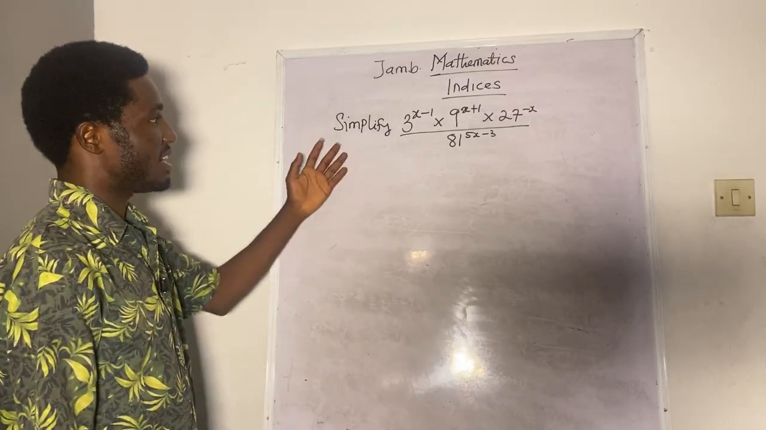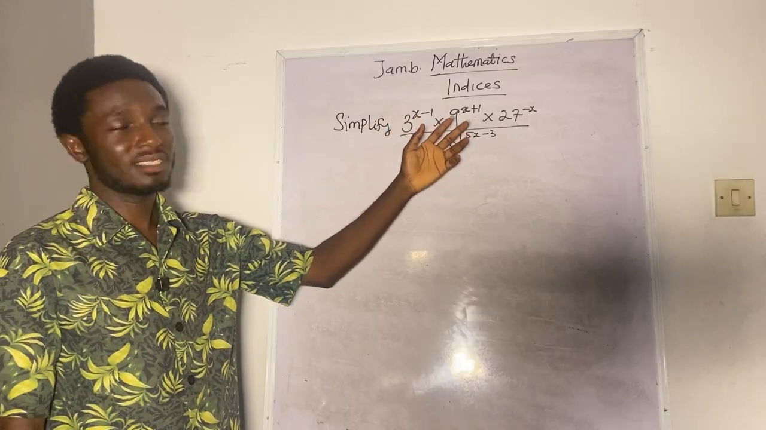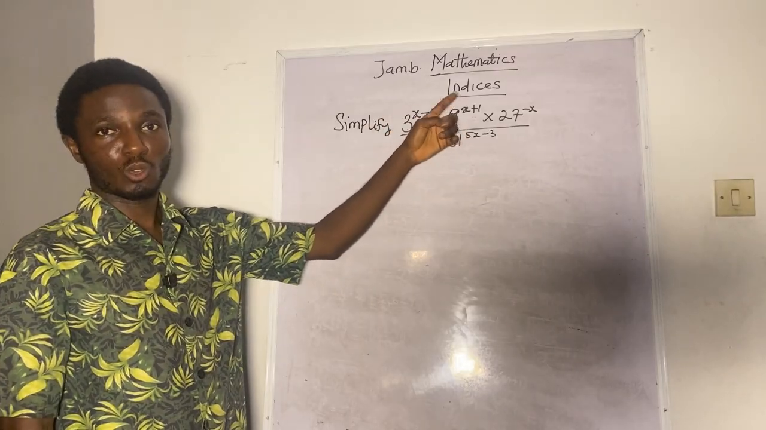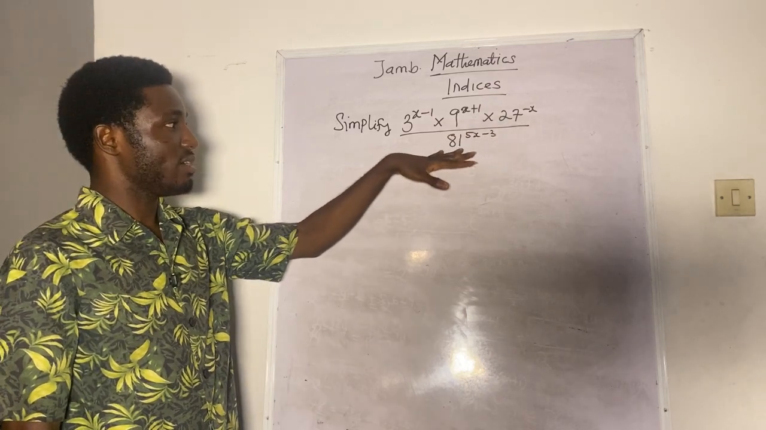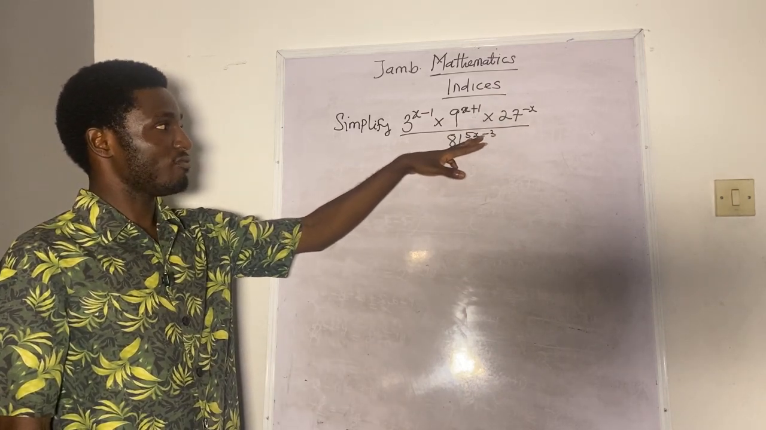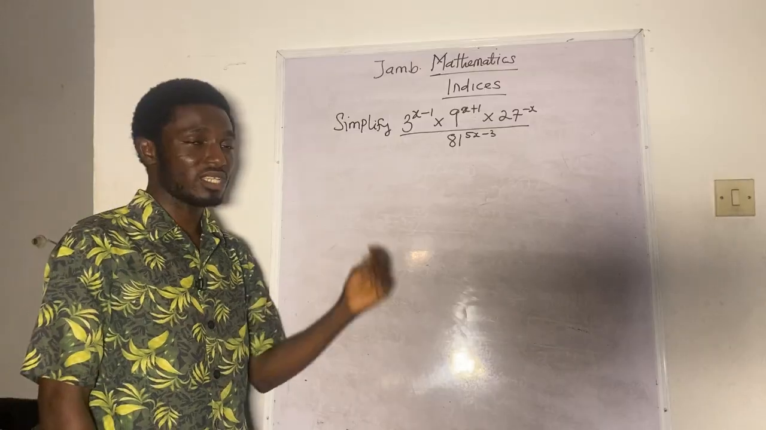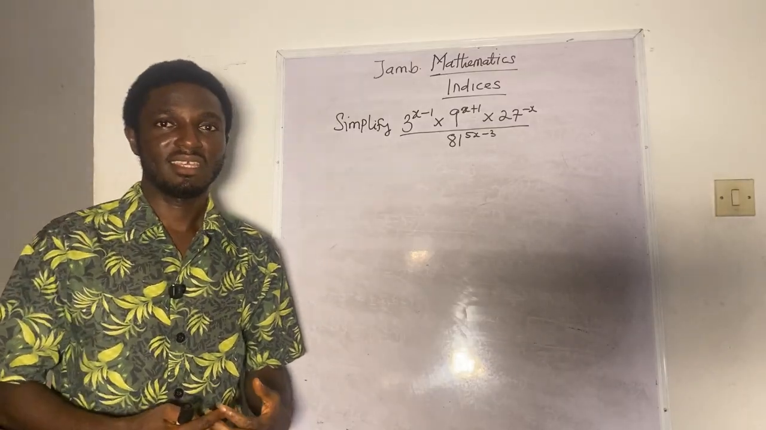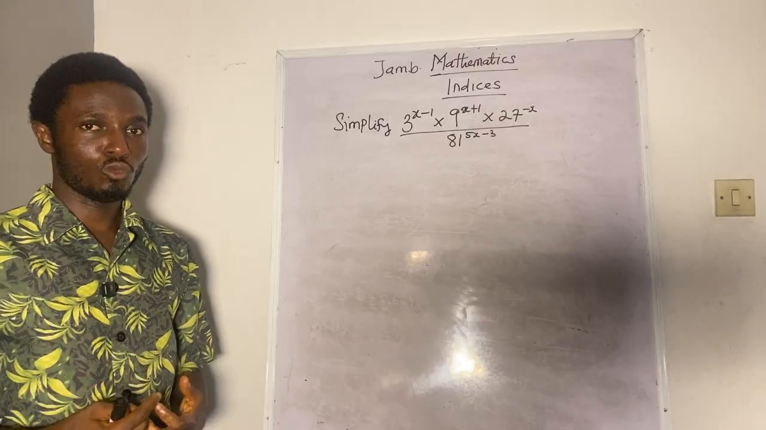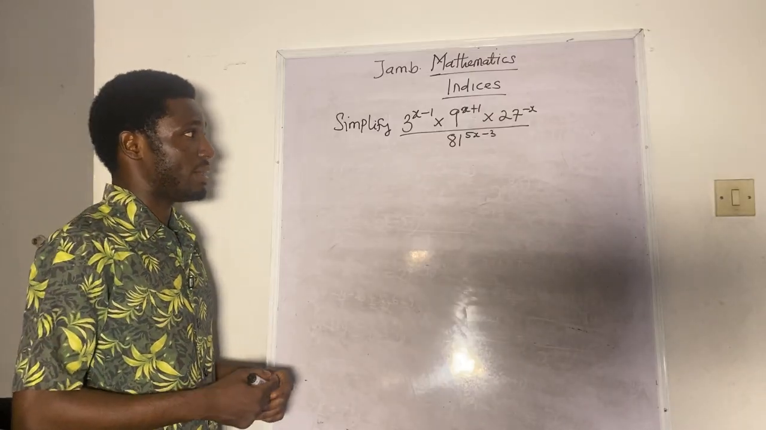2026. We're told to simplify 3 to the power of x minus 1 times 9 to the power of x plus 1 times 27 to the power of minus x over 81 raised to the power of 5x minus 3. Many students, when they come across a problem like this, they begin to fidget and they begin to fear because they don't know what to do. But this is how we go about this problem.